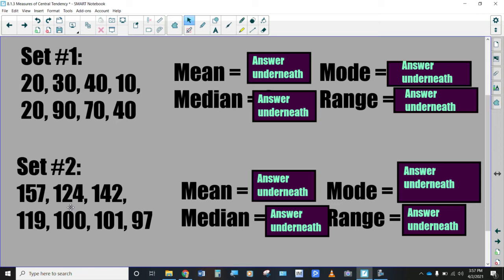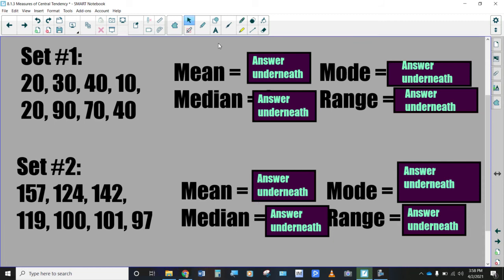Sometimes you have large sets of numbers, sometimes you have relatively small sets of numbers. Remember, for the mean, you're going to add them all together and divide by the number of numbers. For the median, you have to put them in order from least to greatest, then find the number in the middle. For the mode, is there any number that occurs more than once? Is there no mode? There could be more than one mode. And then for the range, you take the largest number and subtract the smallest number. Okay, so go ahead and pause, and then we'll do the reveal in a second.